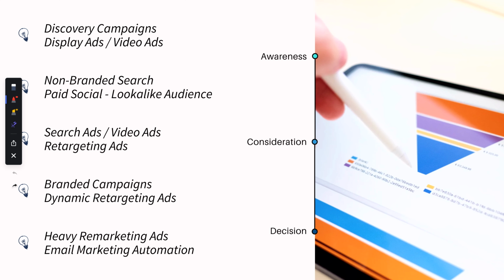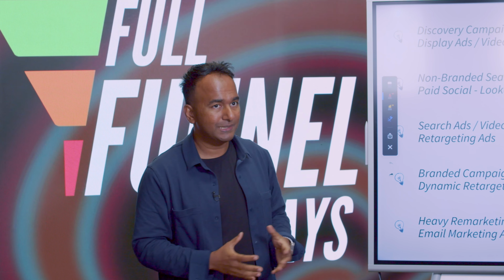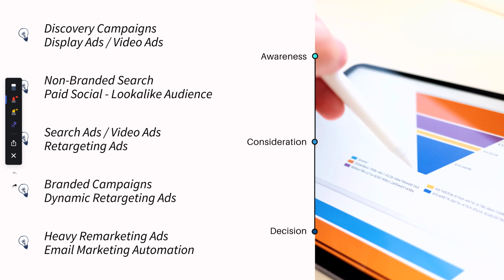Now, there are different types of ads that you could be running at every single stage. We're going to break them down one by one right now. The different types of ads are, number 1, at the very, very top, discovery-based campaigns. This means people have not heard of you.